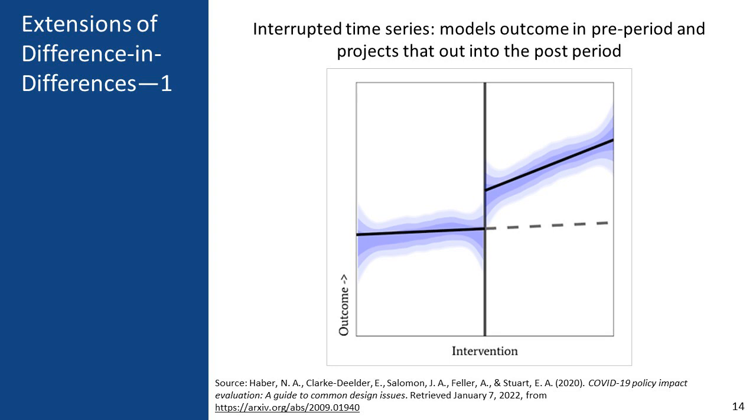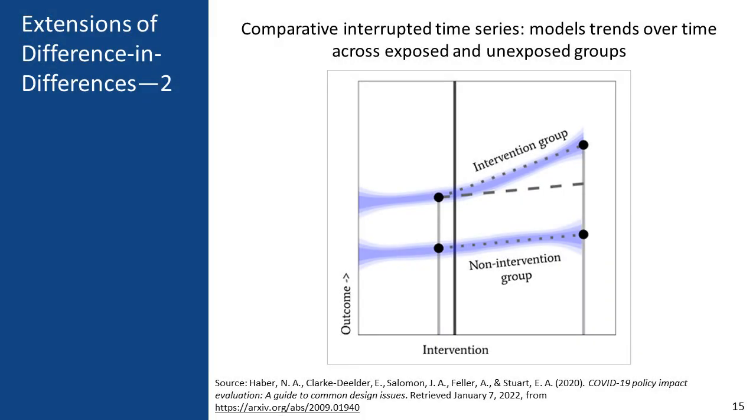And these are interrupted time series models where you have outcomes over time. The first interrupted time series model has just a treatment group and models outcomes in the pre-period and projects that out into the post-period to look at the difference between what would have been observed and what was observed. A comparative interrupted time series includes a treatment and a control group and is able to model trends over time, so it adds more time points to the difference in differences we have been discussing.